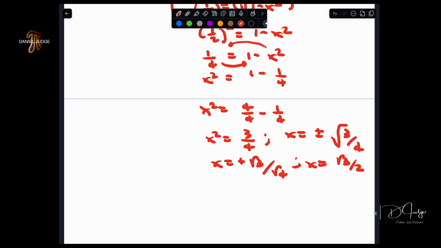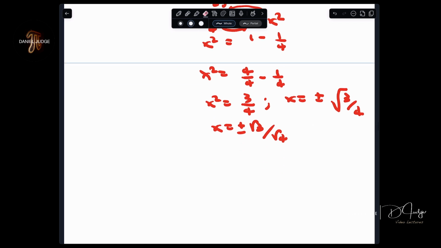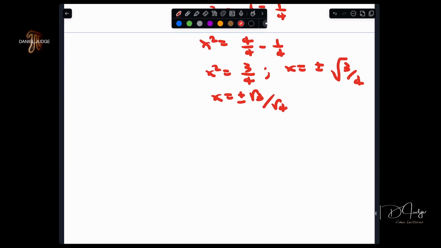And we need the plus or minus. There's two solutions here. So let me make this a little bit clearer for you guys. You guys can see that. So x is going to be plus or minus the square root of 3 over 2, because the square root of 4 is actually 2. Two solutions here.